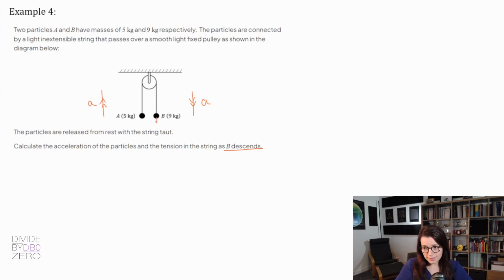In terms of forces, we've got 9G for the weight of B and 5G for the weight of A, and then tension going up in the string.